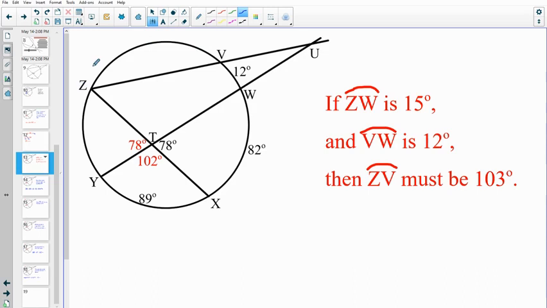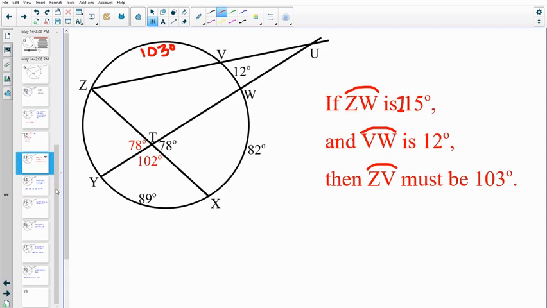Then, if arc ZW is 115, and this little arc right here, VW, is only 12, I can take 115 minus 12, and that'll leave us with 103. So this arc must be 103 degrees.